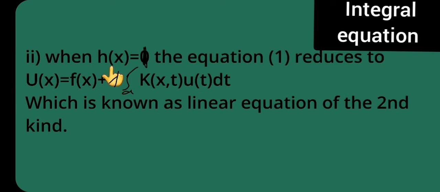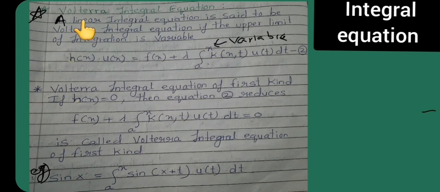Okay, so second is what? When h of x is equal to 1, the equation 1 reduces to u of x, because the value of h of x is given to be 1. So I have written u of x is equal to f of x plus lambda integral from a to b k of x comma t u of t dt, which is known as a linear equation of the second kind. When you say it is a second kind, when my h of x is equal to 1 and it is reducing in this form. Okay, next is my Volterra integral equation.